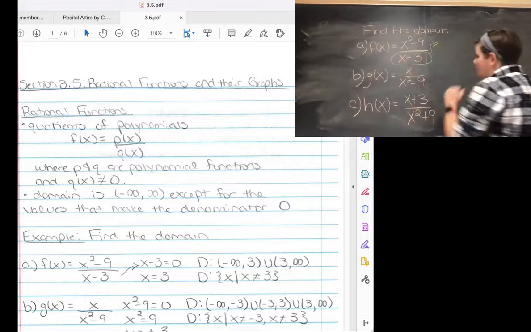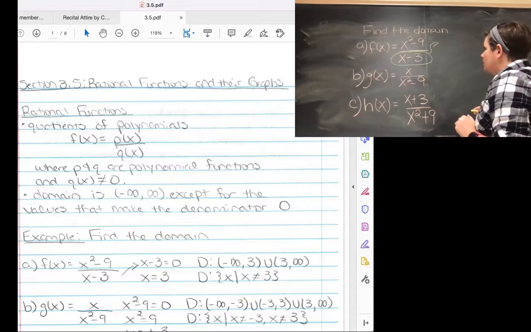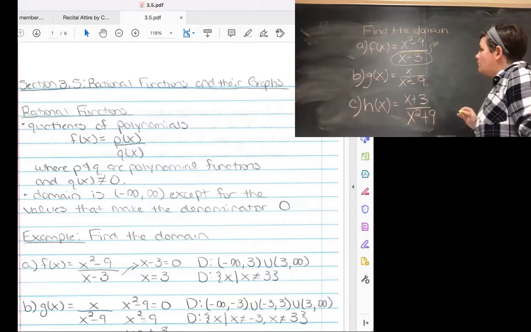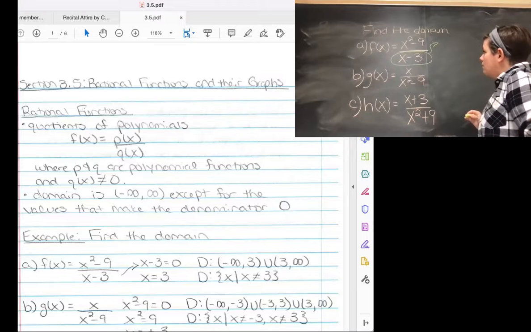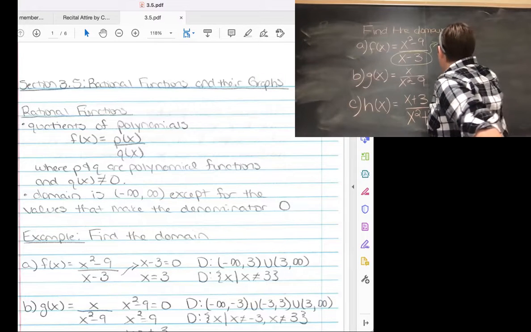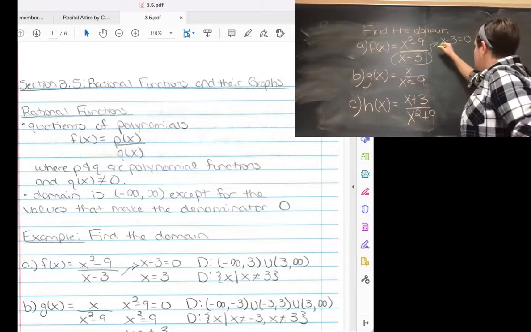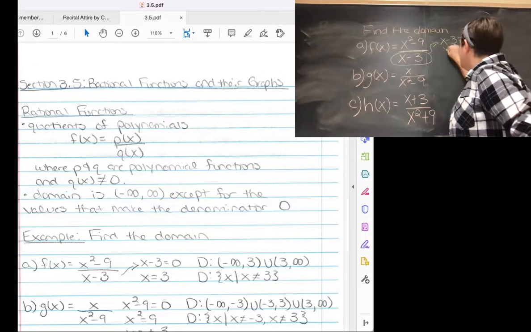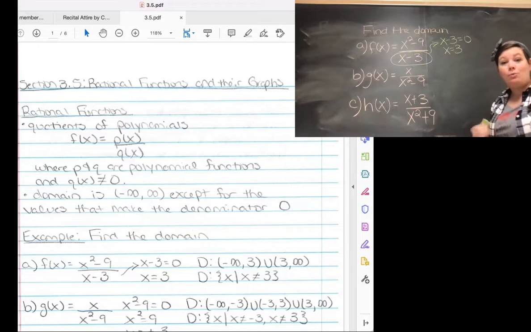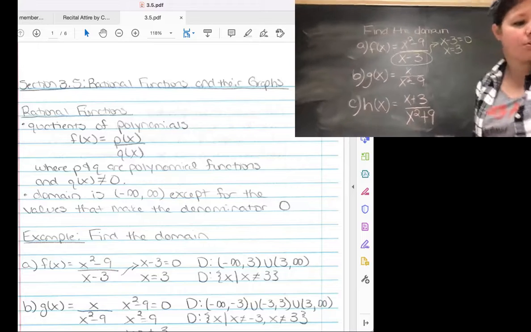So for this first one, f of x equals x squared minus 9 over x minus 3, I need to find out where my trouble spots are. Well, my trouble spots are wherever x minus 3 equals 0. To find that out, I'm going to add my 3 over, and I find that x equals 3. So when x equals 3, we have problems, and we need to not have x equal to 3.